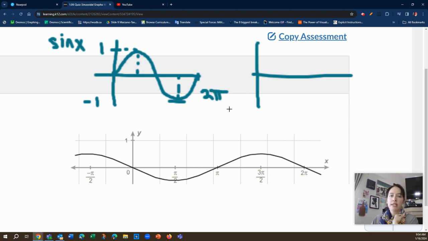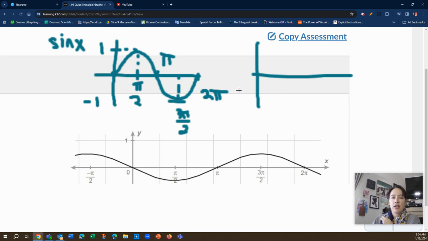Then you can always split up your graph into fourths. You can chunk the changes into fourths. So if you start at a midline, you have 1/4, or pi over 2, to get to the max, another fourth, or just pi, back to the midline, down here, 3 pi over 2, back up another fourth, 2 pi.